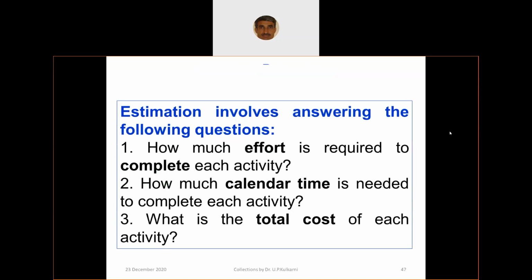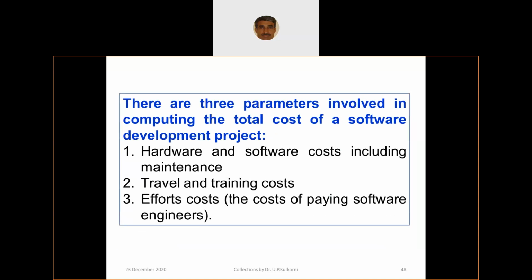Project estimation involves answering several questions. How much effort is required to complete each activity? How much calendar time is needed to complete each activity? What is the total cost of each activity? And finally, for the product, when are you going to complete this? These are the questions that you people have to prepare. For that we will get into some concrete examples.